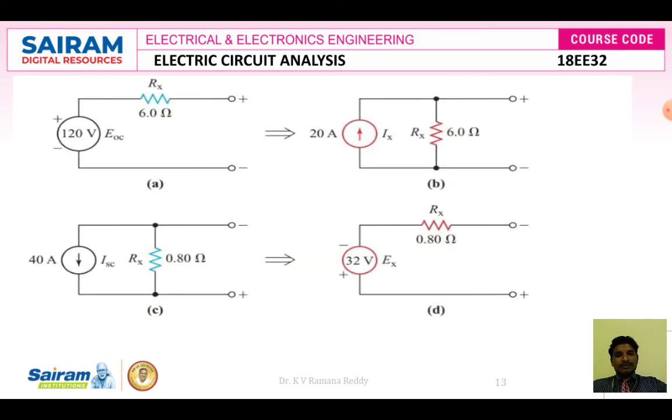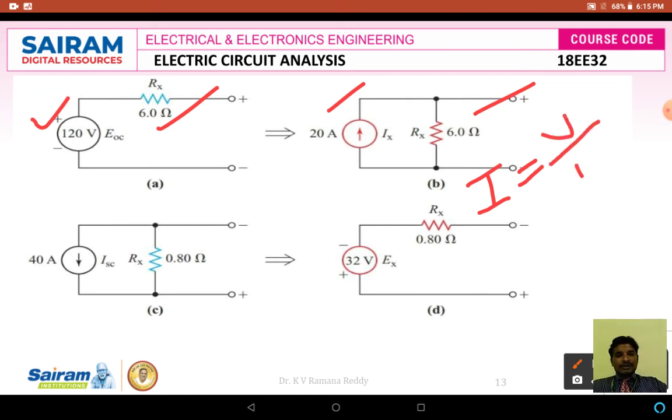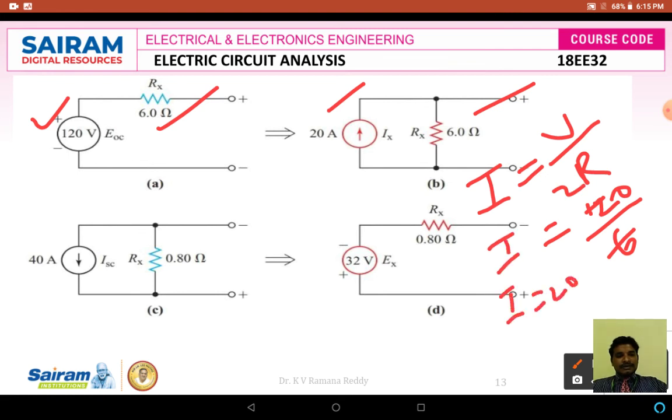Let us look at some problems on the same concept. Let us consider a circuit where an independent voltage source of 120 volts and its internal resistance of 6 ohms are given. Here we are going to convert it to its equivalent current source and internal resistance. How do we find the equivalent current source value? I is equal to V by R. Here V is 120 and its internal resistance is 6, so the current I becomes 20 amperes.